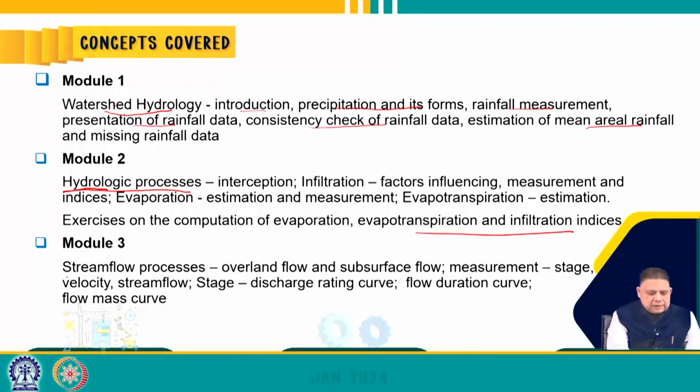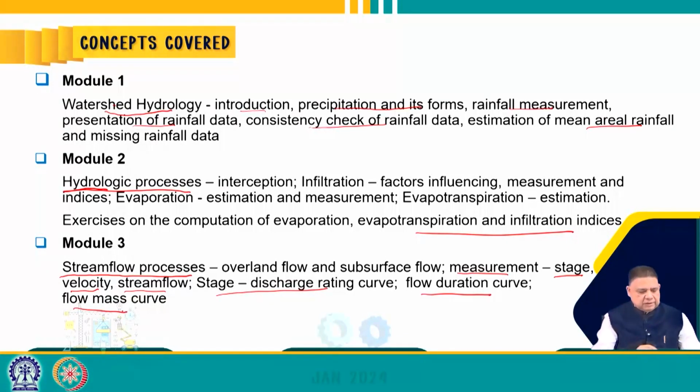Module 3 will discuss stream flow processes, that is overland flow and subsurface flow. We will talk about the stream flow measurement, basically measurement of stage, velocity and stream flow itself. Then we will talk about stage discharge rating curve. We will discuss flow duration curve and flow mass curve.